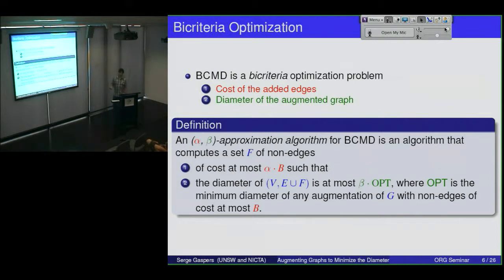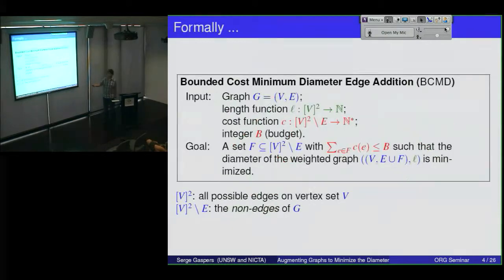And I look at approximation algorithms. An alpha-beta approximation algorithm for this problem is an algorithm that computes a set of non-edges such that they have cost at most alpha times the budget. So we might actually want to spend more money than our budget. And the diameter of the resulting graph, when we add those edges, is at most beta times opt, where opt is the minimum diameter you could achieve in any augmentation with cost at most b. So opt is the diameter of the solution to this problem.